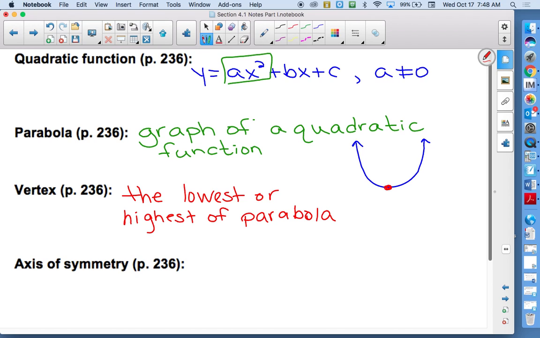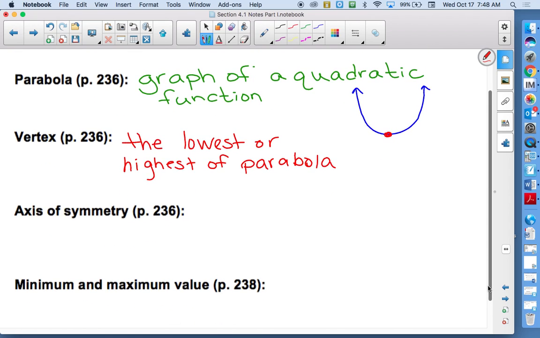And then the last term, there's two more. Axis of symmetry, you will see this referred to as AOS. So on your homework tonight, I ask that you find the axis of symmetry, the vertex, the y-intercept. The axis of symmetry, instead of writing that whole thing out, you'll see AOS written on answer sheets, directions for homework.